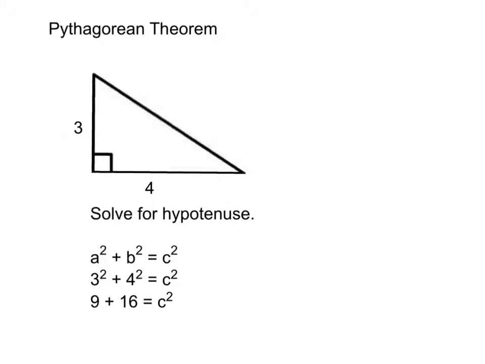Now solve. 3 squared is 9. 4 squared is 16. The sum of those two numbers is 25. C squared is equal to 25.